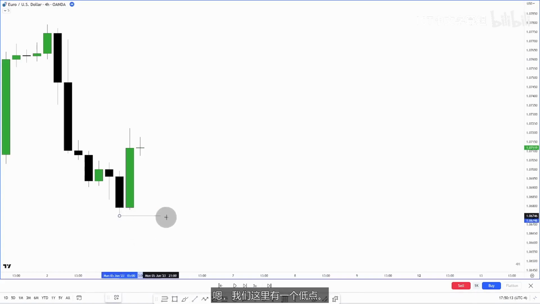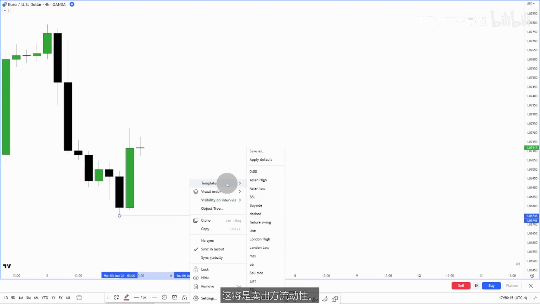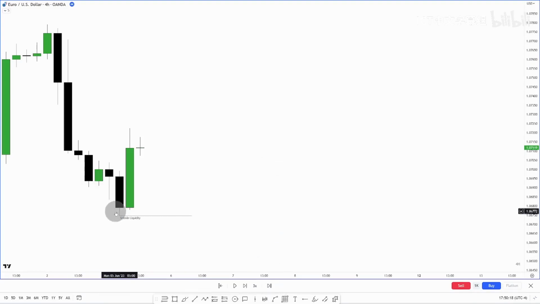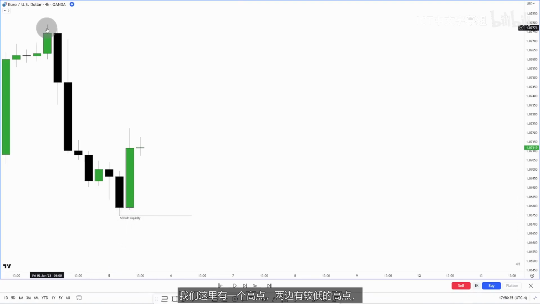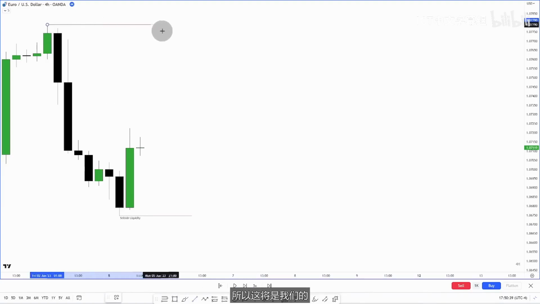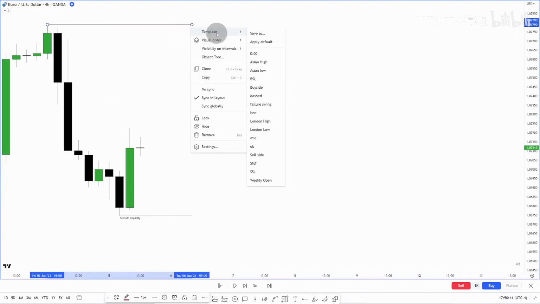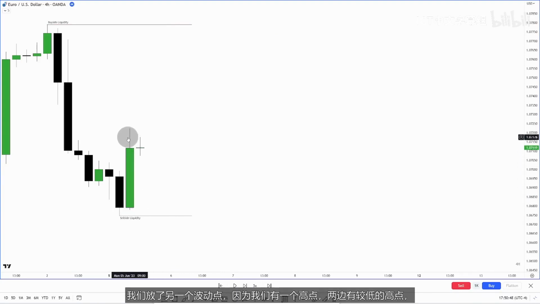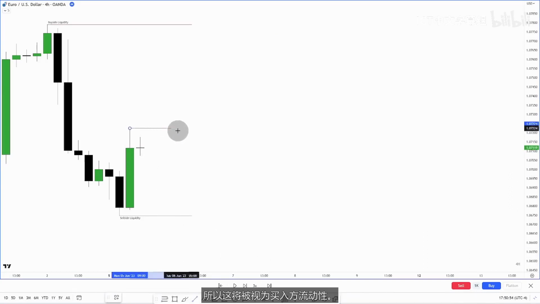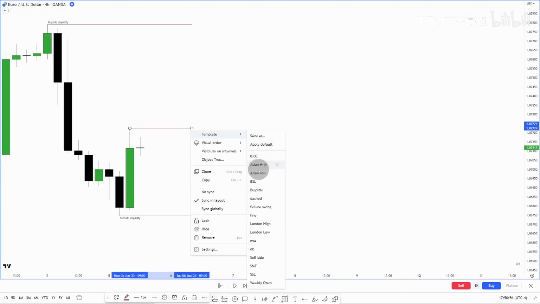Well, we have a low right here. This would be sell side liquidity, because you notice we have a low with a higher low on each side. We have a high right here with a lower high on each side. So this would be our buy side liquidity. Now, if you notice, what did we just put in? We put in another swing point because we have a high with a lower high on each side. So this would be considered buy side liquidity.